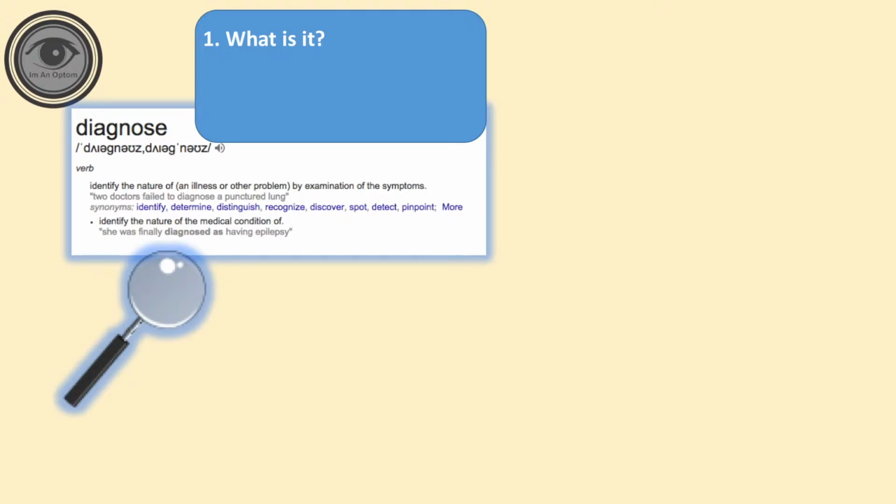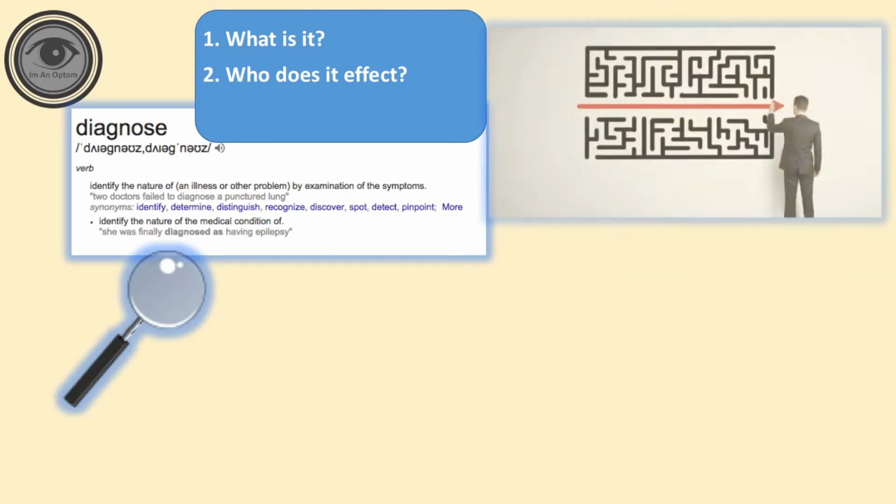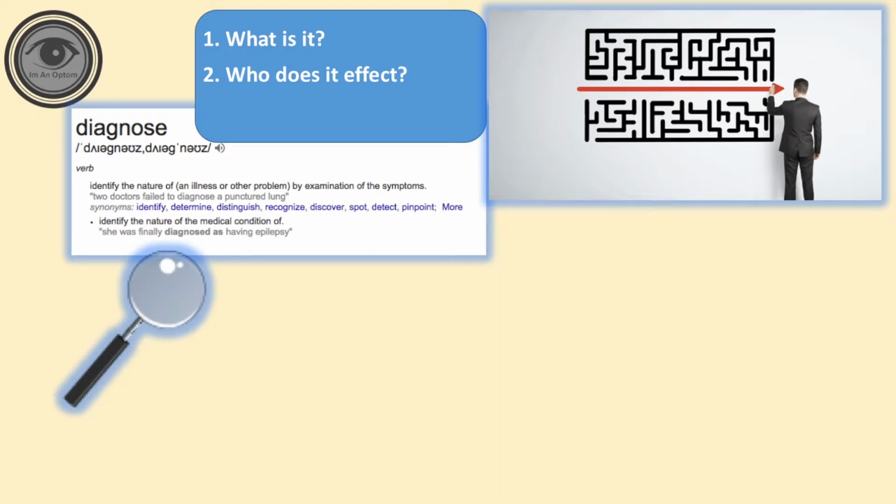Thing number two is, who does it affect? Knowing the demographics of a disease is going to help us a great deal in primary care practice because it makes things simple for us. We can cut out so many possible differential diagnoses by knowing what to expect in which type of patient.